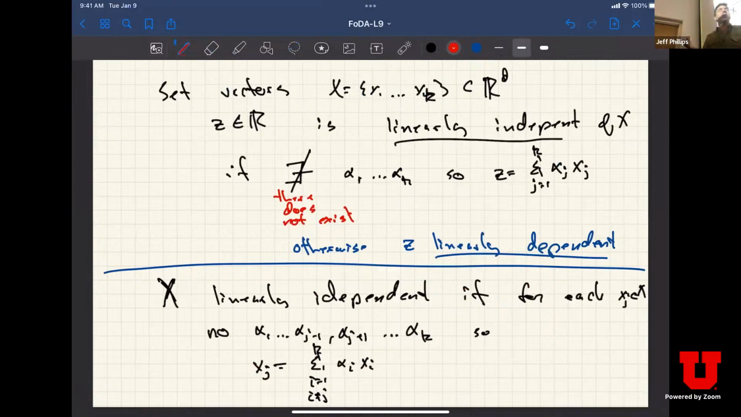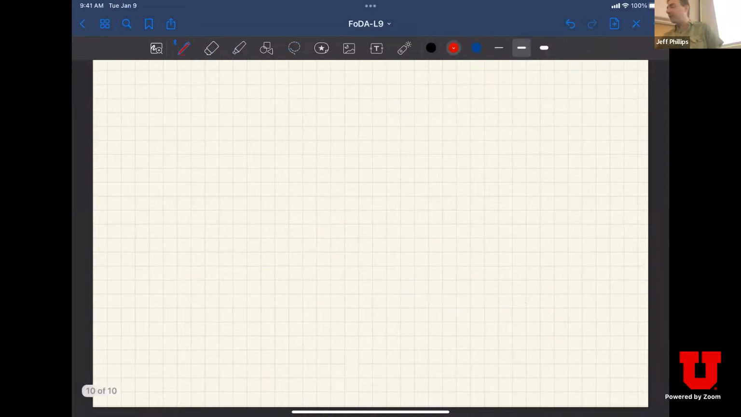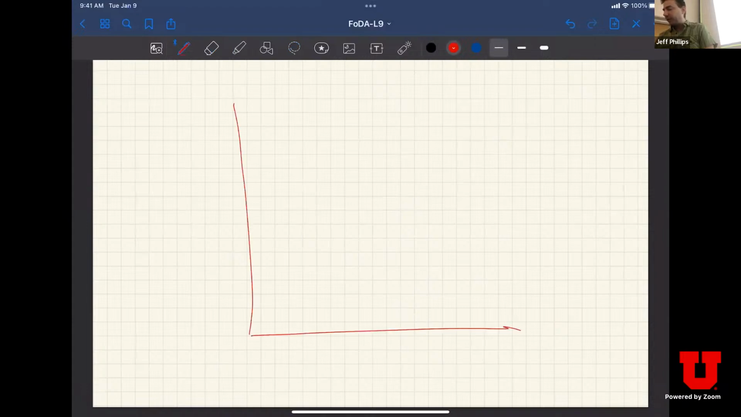So let's get back to the lecture. Welcome back everyone. Before we move on to the last part, I just want to draw one more picture that I think might be helpful, but with some caveats, to give some picture of what it's like for vectors to be linearly dependent on each other.